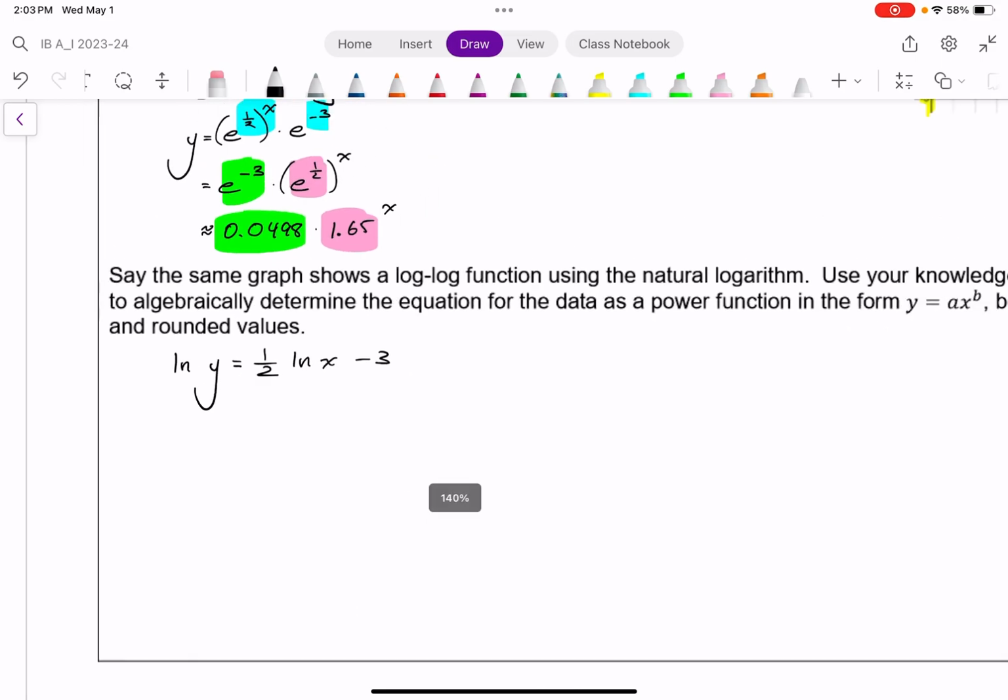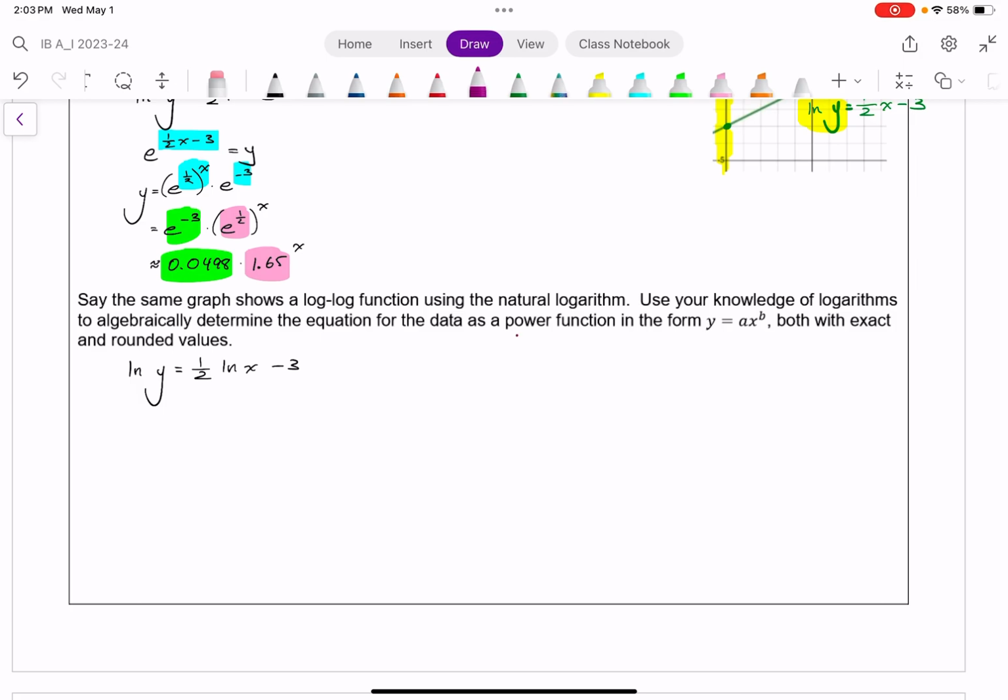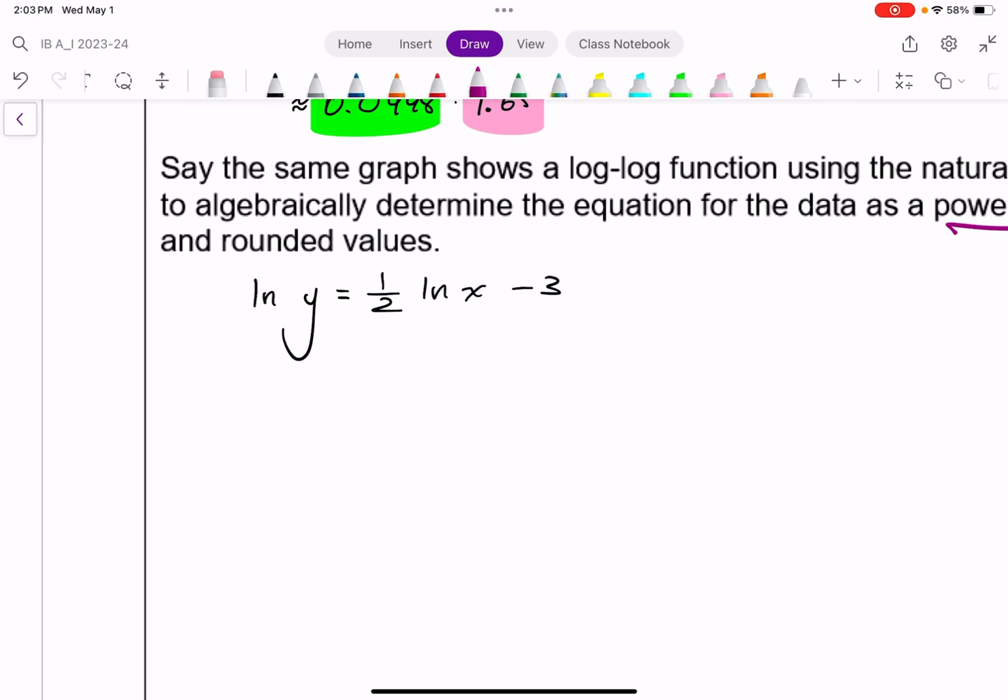Now, any equation in this form can be written as a power function. And a power function looks like this, where my variable is the base, and the base is being raised to some power, and a is the coefficient of it. Same idea, though. To get into that form, I need to use my logarithm and exponential laws. First thing I want to do here is write this in exponential form.